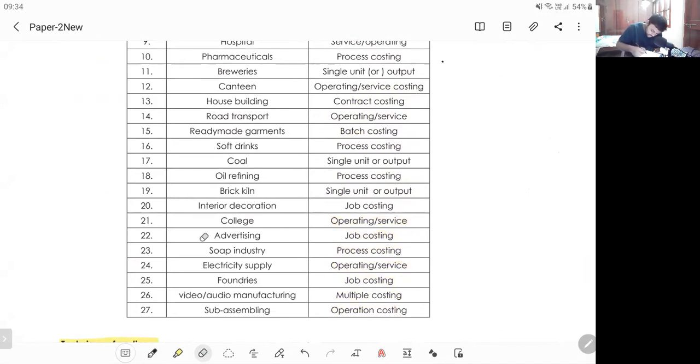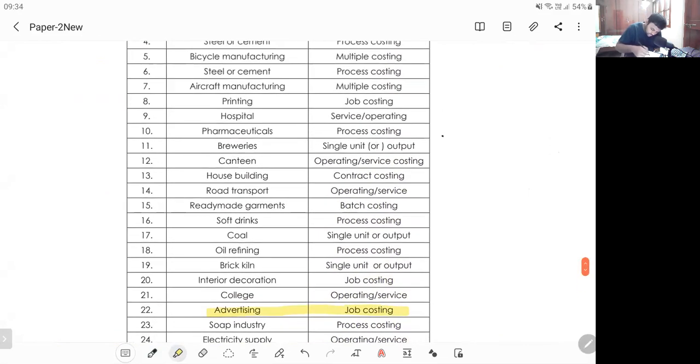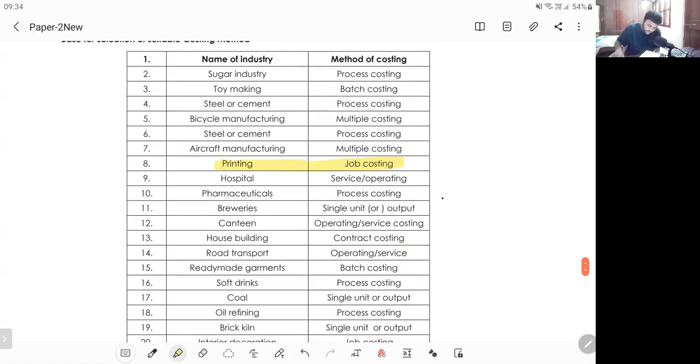Advertisement is a form of job costing. Next, foundries are a type of job costing. Sir, what are foundries? I'll explain. Printing is a type of job costing. Just now I explained why printing is job costing. Next, I hope you understood why interior designing is also job costing. Because every time a new design must be made, those people will not make ready-made designs, because every house is different, right?